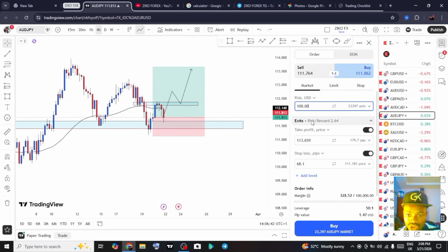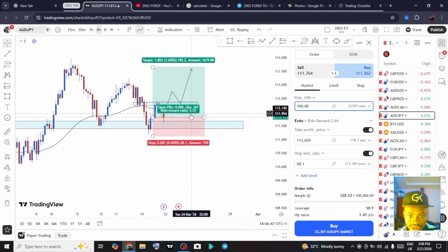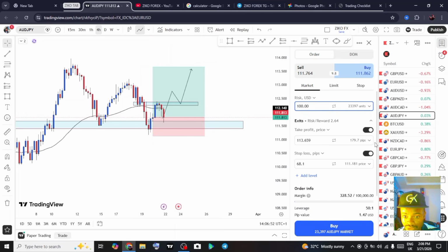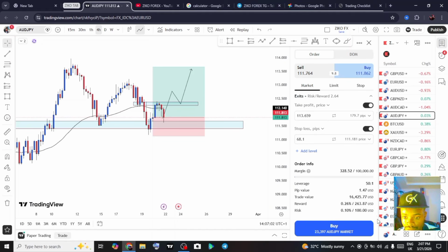So your exit is just showing you what your risk reward ratio is. It's showing 2.64, and if you look right here, you can see this is pretty much 2.72. So it's very, very close, right? Then here is just your take profit price and the pips that you're going to be getting. And if you scroll down, right here, you're going to be seeing that your risk is showing exactly $100. So if price gets to this point, you're going to be losing exactly $100. And if price gets to the take profit target, you're going to be winning $263, right?